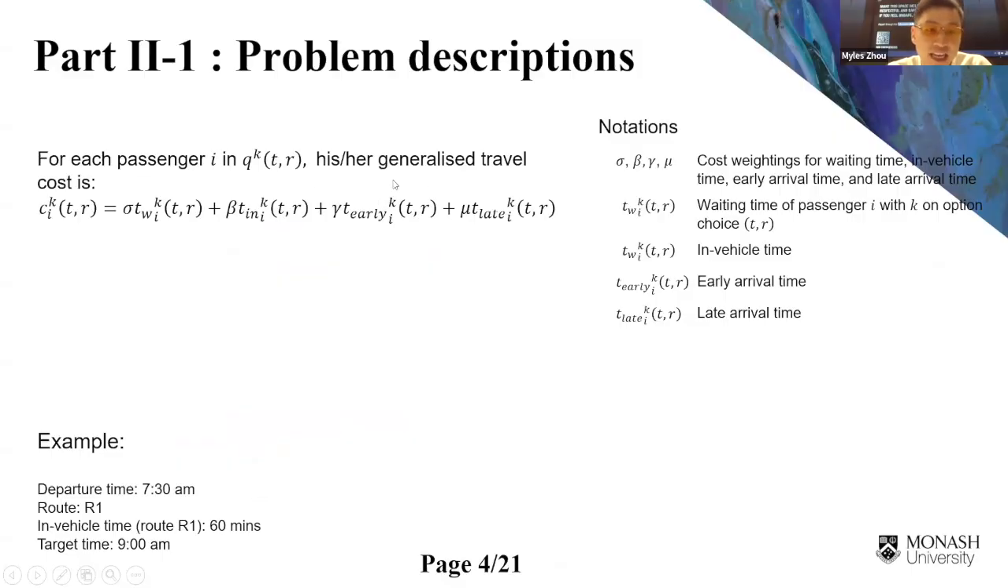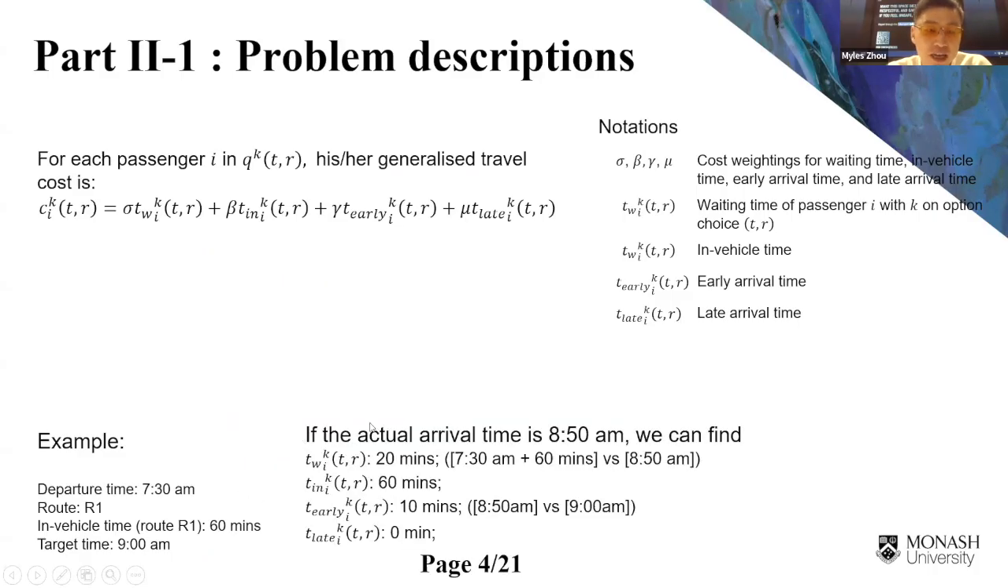The travel cost is defined as the weighted combination of waiting time, in-vehicle time, early arrival time, and late arrival time. For example, if the passenger chooses the departure time of 7:30 a.m. and the route is R1, the in-vehicle time for route R1 is 60 minutes. The target arrival time for this passenger is 9 a.m. If we know the arrival time is 8:50 a.m., then we can find the waiting time is 20 minutes, the in-vehicle time is 60 minutes, the early arrival time is 10 minutes, and the late arrival time is 0 minutes. Based on this data, we can calculate the travel cost for this passenger.